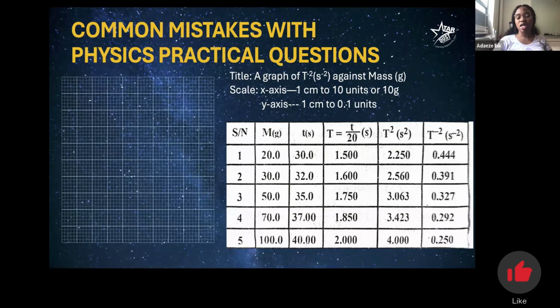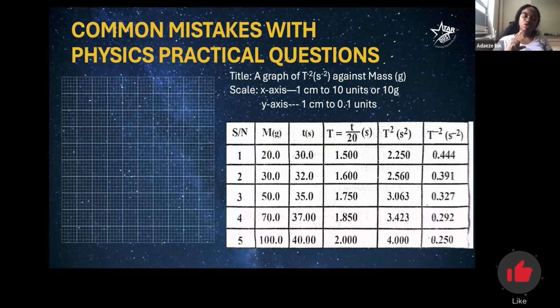If you try it and it's not working, you try again. So now let's see, this is for x. Now how about the y? So for the y-axis here, which is t to the power minus 2, you see all of these values ranging from 0.2 to 0.4. Now I always look for the highest and the lowest value.